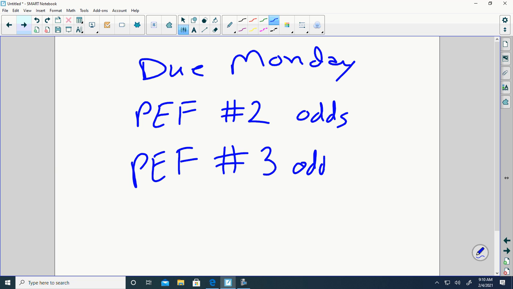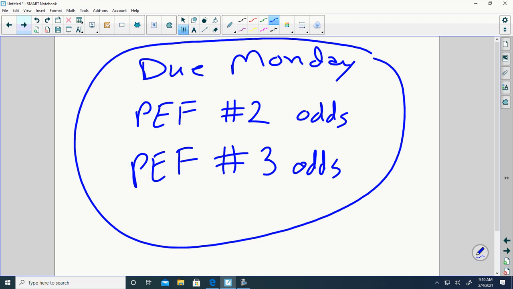Now, I will post these. If you don't have the workbook yet, that's fine. I'll post these on my Schoology page. Okay? So you can always just click on and look at the PDF. It's your choice to write them on a separate sheet of paper, print them off, or get the textbook.